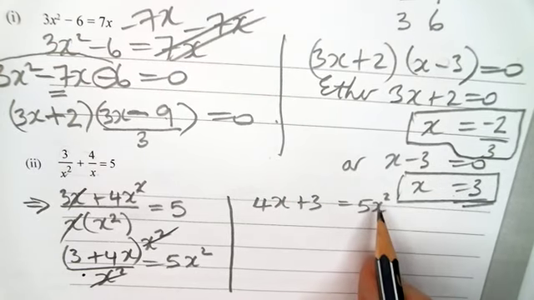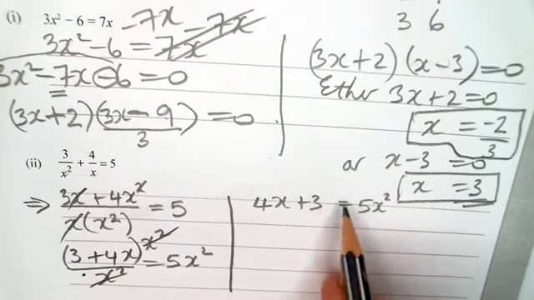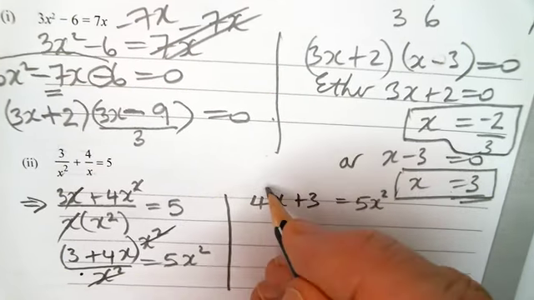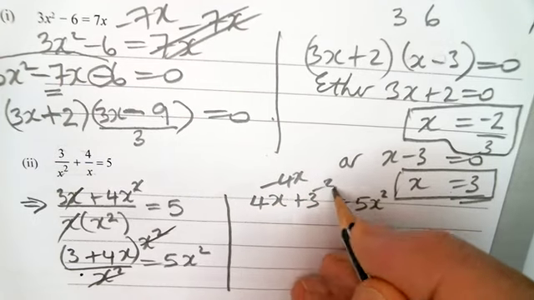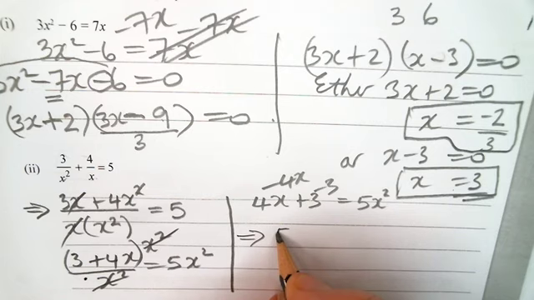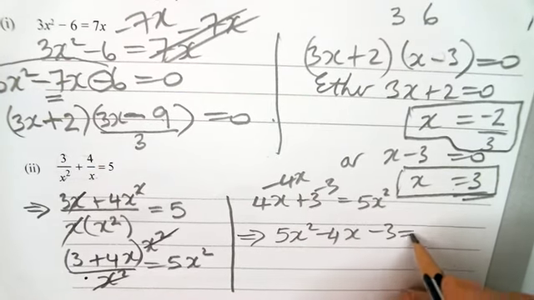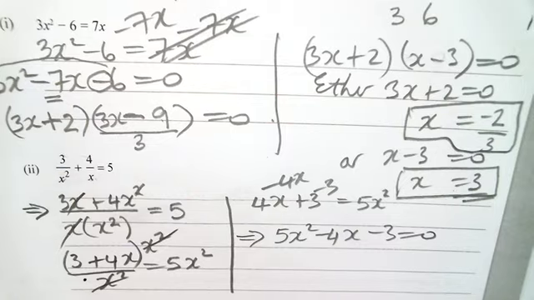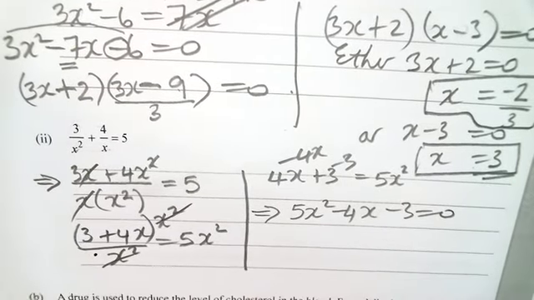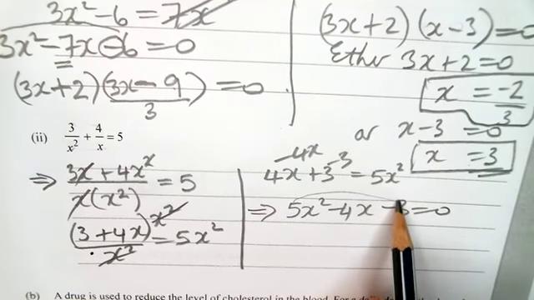Now, this is a quadratic, so I'm going to subtract these two from the left and get them over to the right. So I'm going to subtract 4x from both sides and subtract 3 from both sides. That's going to imply I'm going to have a 5x squared minus 4x minus 3. I could have done it the other way around. I just chose this way around because I wanted to have a positive a value.